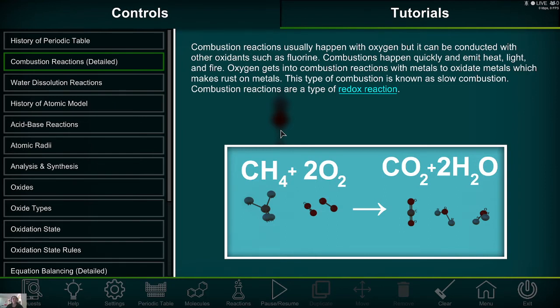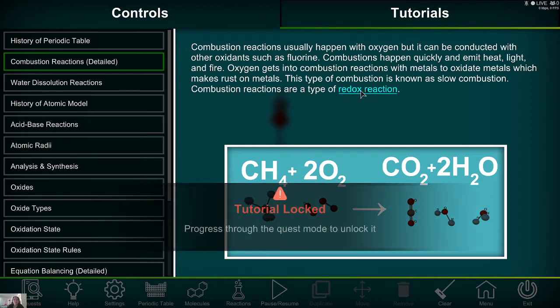Combustion reactions usually happen with oxygen, but they can be conducted with other oxidants such as fluorine. Combustions happen quickly and emit heat, light, and fire. Oxygen gets into combustion reactions when met with metals to oxidate metals, which makes rust on metals. This type of combustion is known as slow combustion. Combustion reactions are a type of redox reaction.